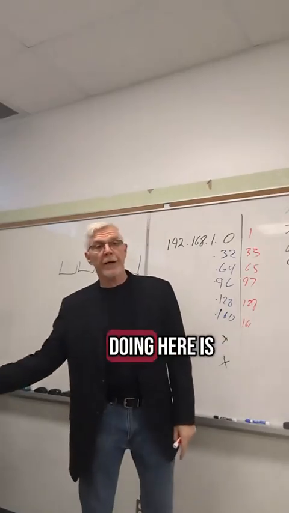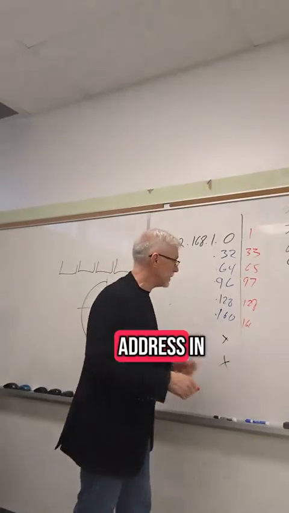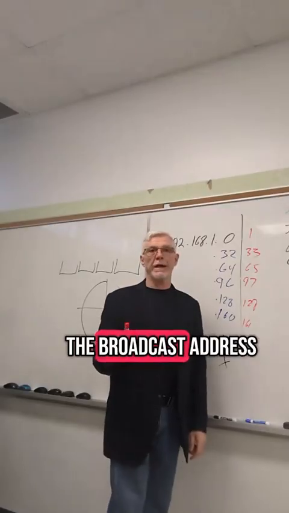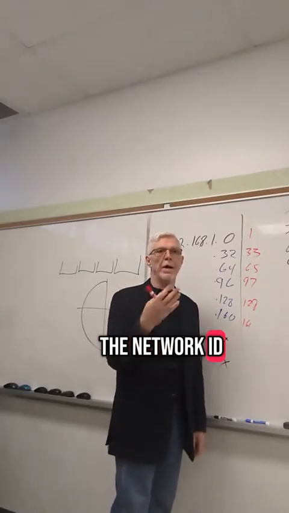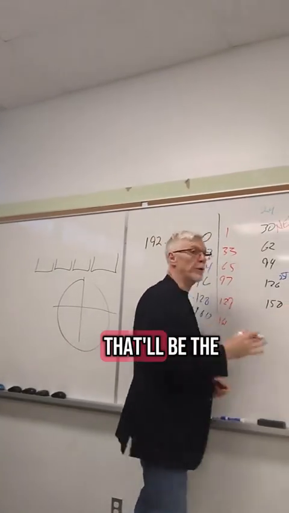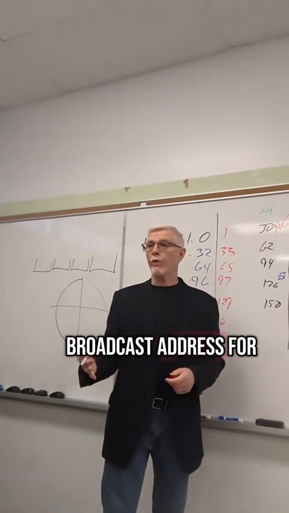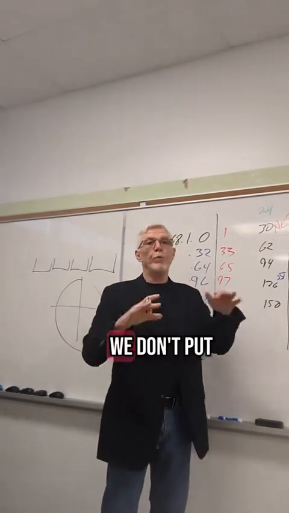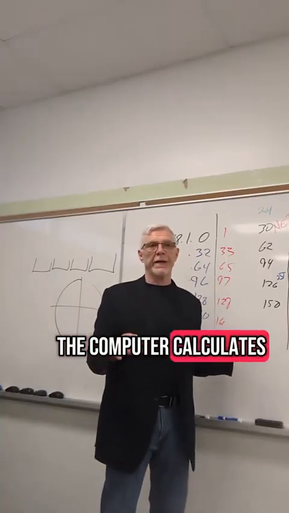Now, what we're not doing here is putting the broadcast address in. So, what you do is you take the network ID minus 1. So if I took 160 minus 1, that's going to be 161. That'll be the broadcast address for that network. We don't put that anywhere in. The computer calculates that normally, right?